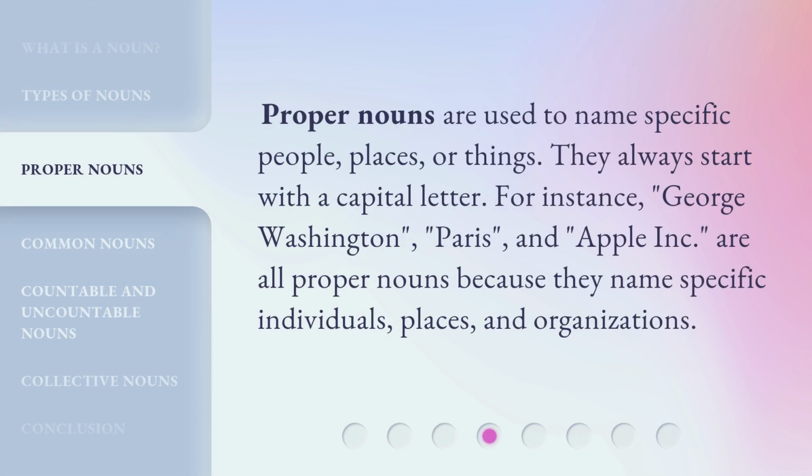Proper nouns are used to name specific people, places, or things. They always start with a capital letter. For instance, George Washington, Paris, and Apple Inc. are all proper nouns because they name specific individuals, places, and organizations.